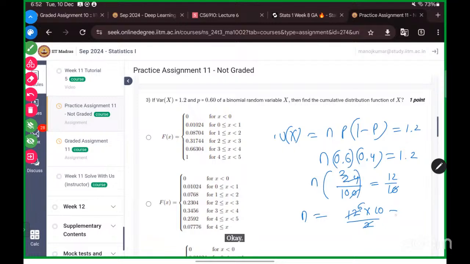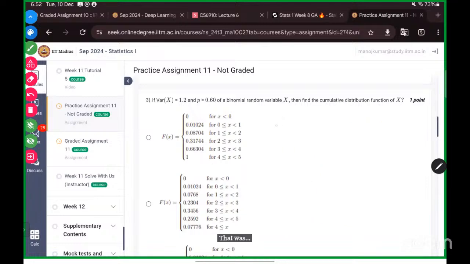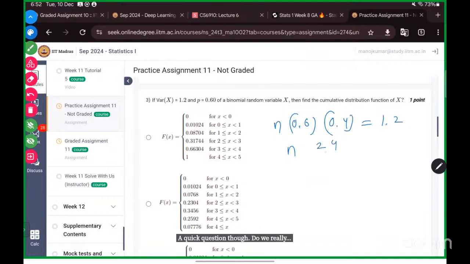60. No, can't be 60. That will make it 0.6, 0.4 is equal to 1.2. A quick question though, do we really need to find this n value here?